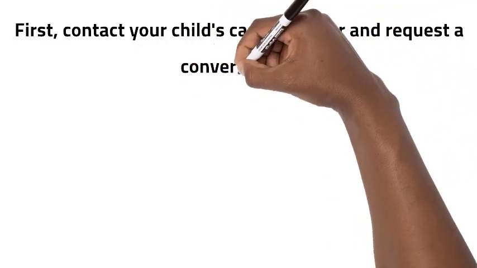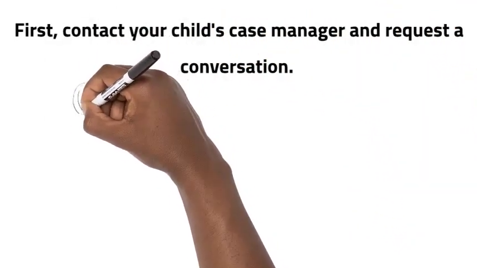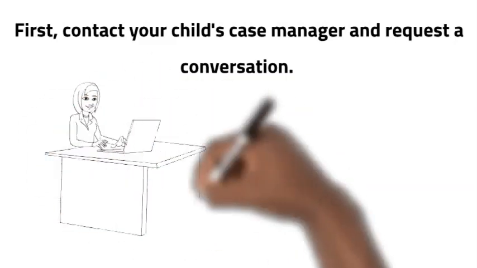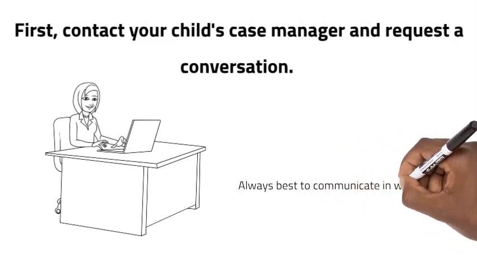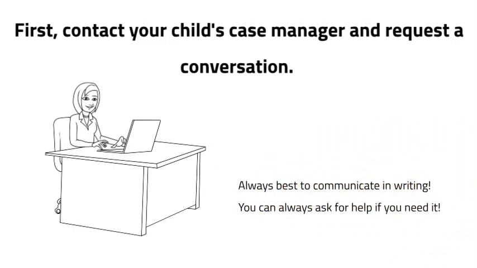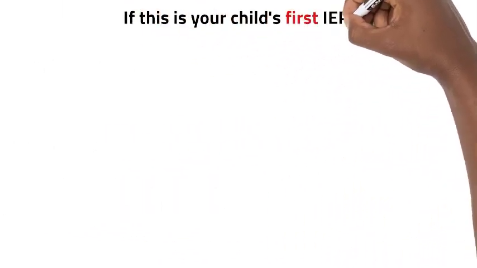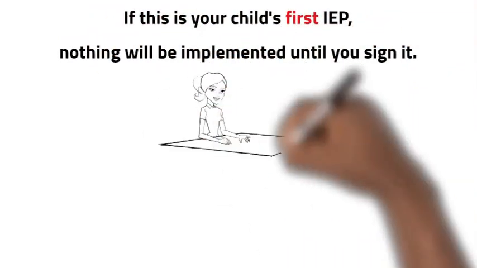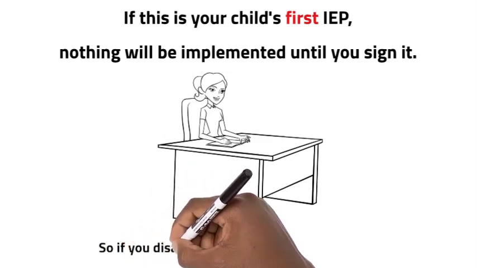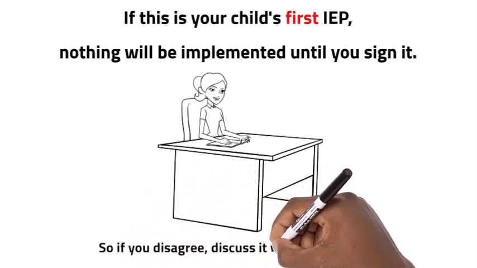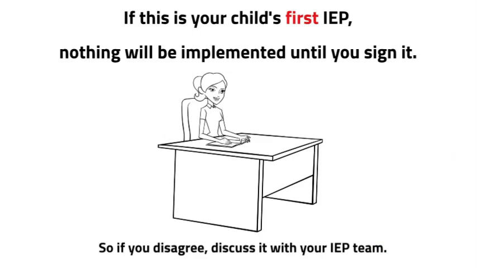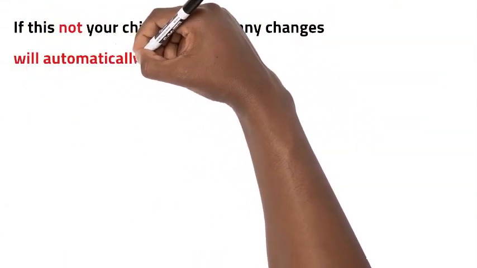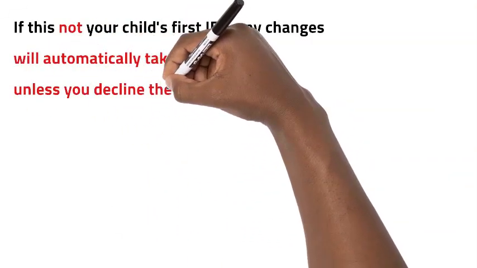First, contact your child's case manager and request a conversation with them. It's best to communicate in writing. If you need assistance reaching out to the case manager, you can always ask an advocate for help. If this is your child's first IEP, nothing will be implemented until you sign it. So if you disagree with something that's in the IEP, the first step is to discuss it with your IEP team.